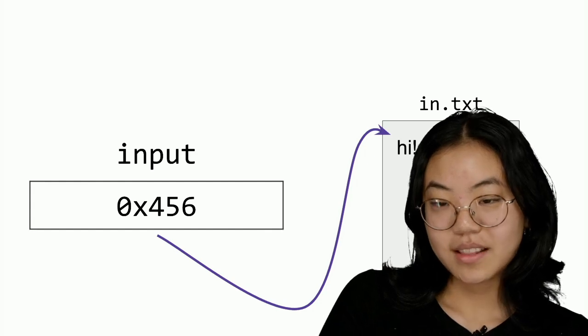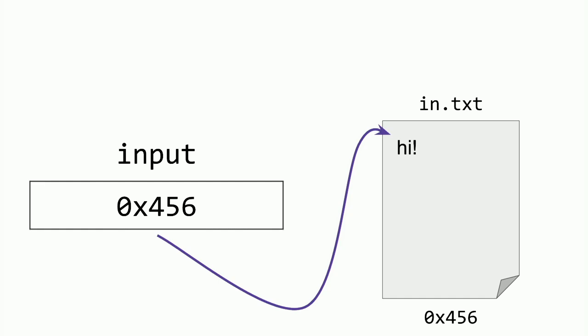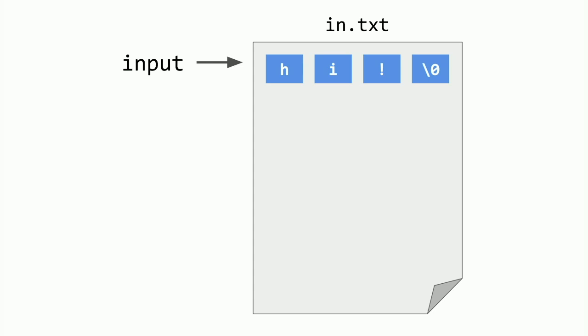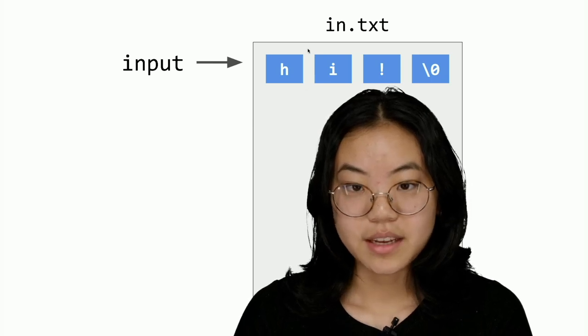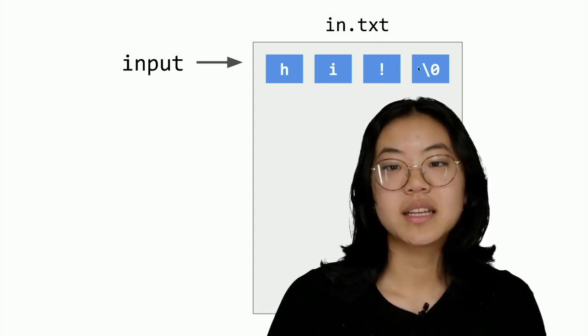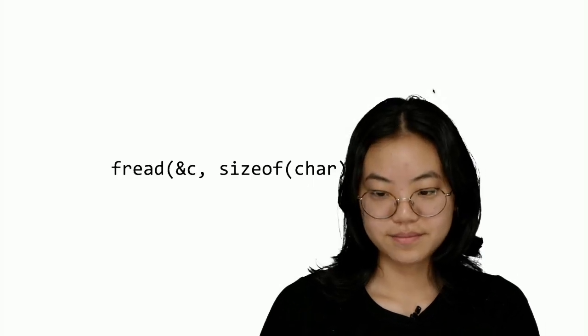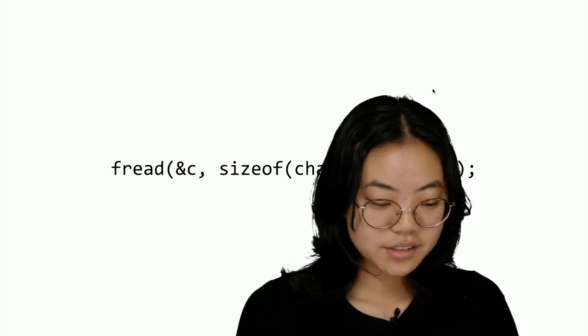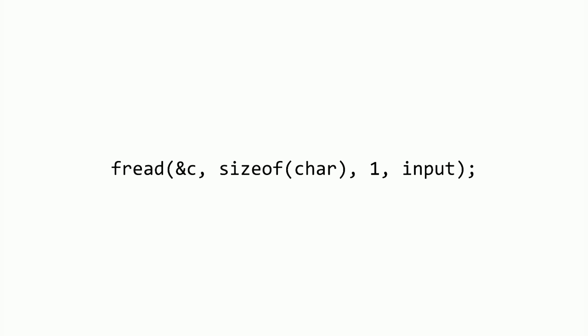Okay, so let's say we've now opened up in.txt and we have this input pointer that's pointing to this file. This is a representation where each of these blocks is a byte. So we have one byte for lowercase h, then lowercase i, then an exclamation point, and then our null character. So how do we actually get that information? How do we read it? Well, we can use fread. fread takes in 4 inputs here.